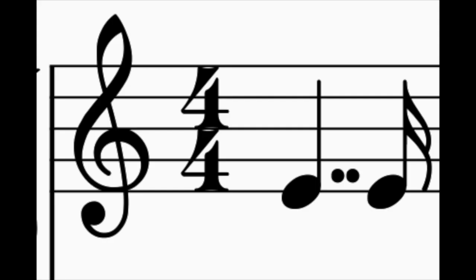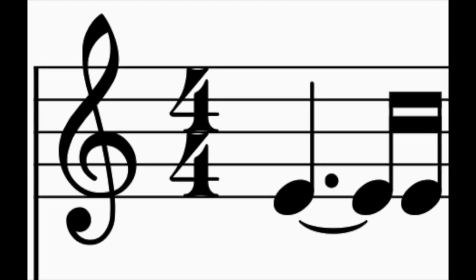Here is the first example again. Let's look at how else this could have been written. It could have been written like this. Notice it is a dotted quarter tied to a 16th note. This is the same value as a double dotted quarter note.